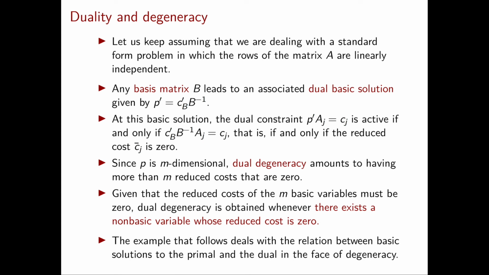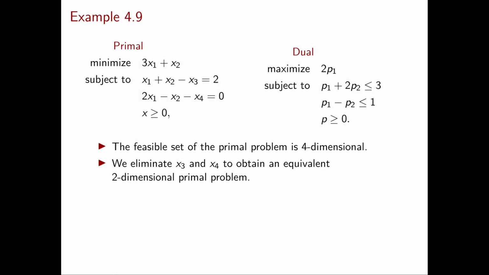Since the reduced costs are also present in the 0th row of our tableau, it's also very easy to understand degeneracy directly from the tableau. Next, we're going to see an example that deals with the relation between the degenerate solutions in the primal and in the dual. Our primal problem in standard form is on the left, and on the right we have the corresponding dual. As in the previous example, we want to visualize both problems.